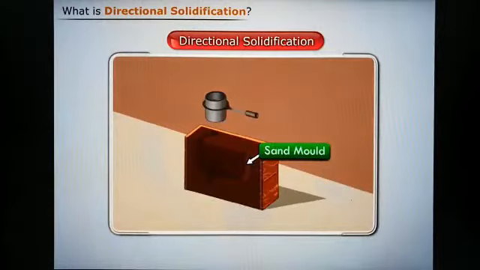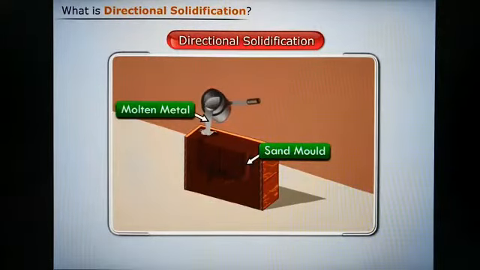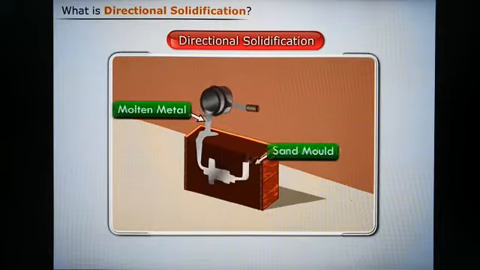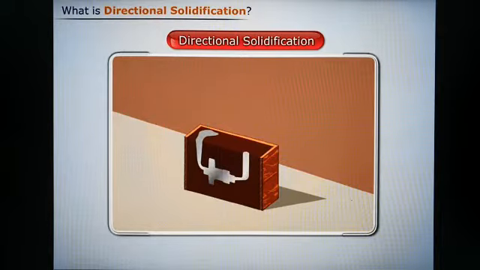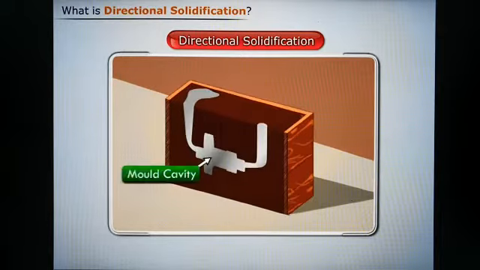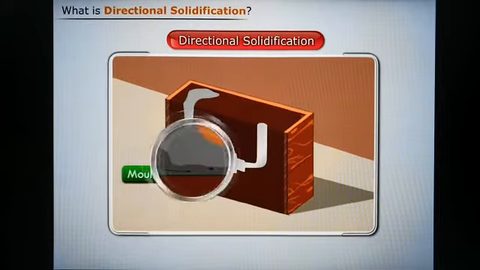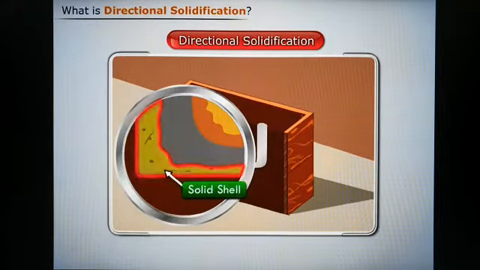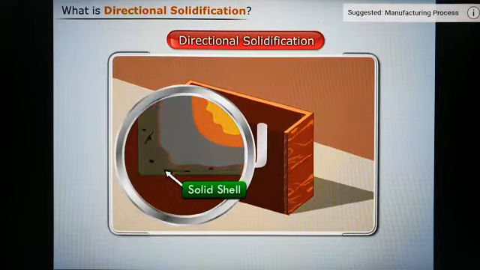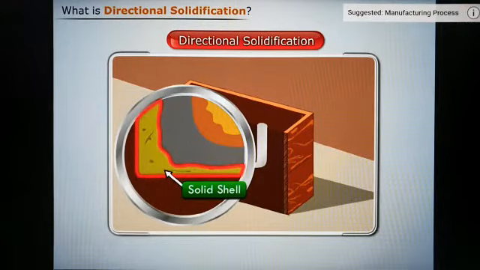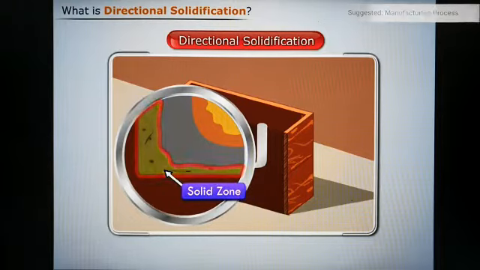When we pour the molten metal into the sand mold, we see that the molten metal solidifies in the mold cavity, resulting in the formation of a solid shell of specific thickness in the internal surface of the mold. The region where the solid shell exists is referred to as the solid zone.